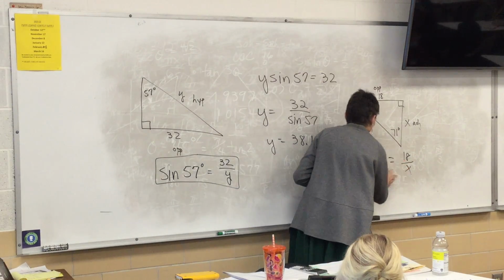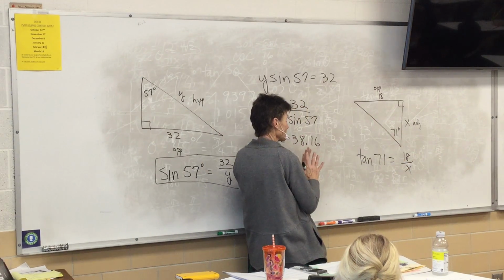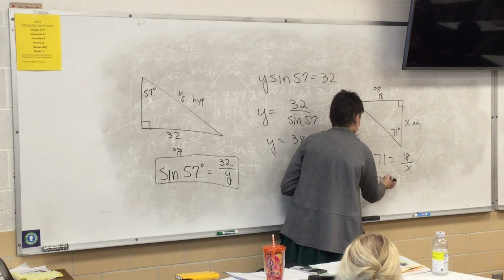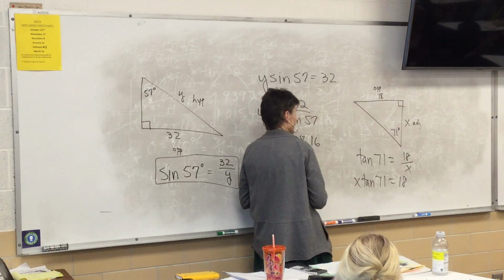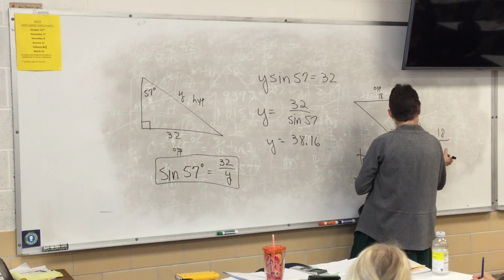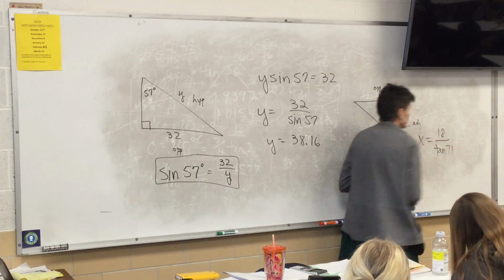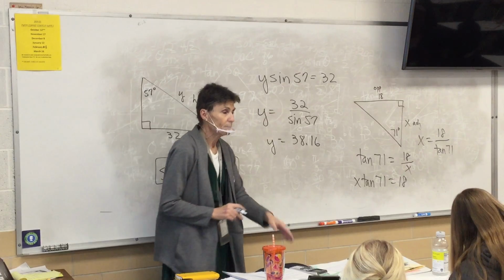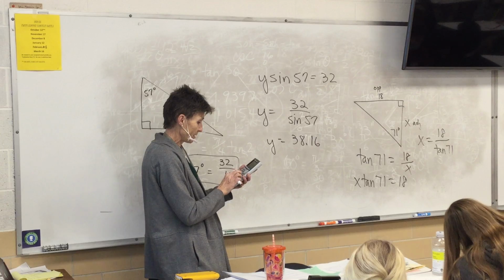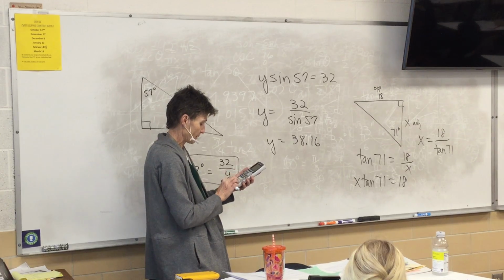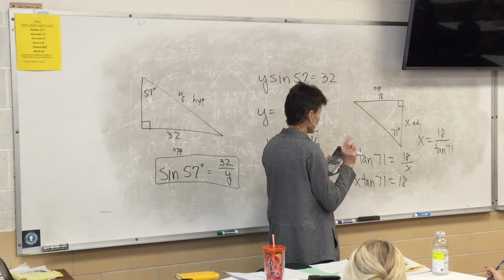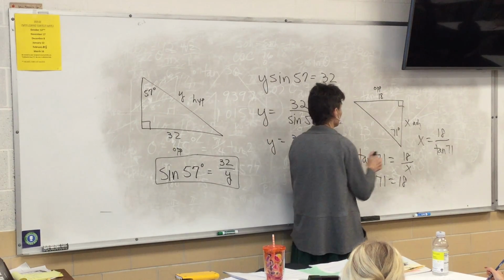So how did you go about solving this, Caroline? Step by step here, what did you do? I multiplied x on both sides. Perfect. And then I divided by tangent 71. Exactly. So she's going to type into her calculator 18 divided by tangent 71. And I don't have to worry about mode because I'm still in degrees from the last problem. So what did you end up getting, Caroline? I got 6.197. So to the hundredth, that would be 6.20? Yeah.